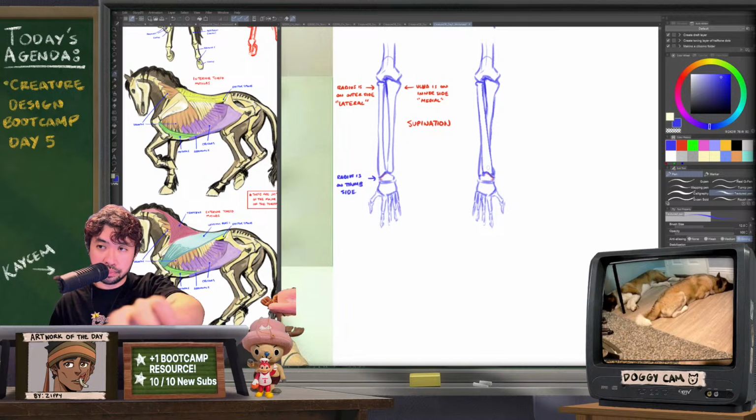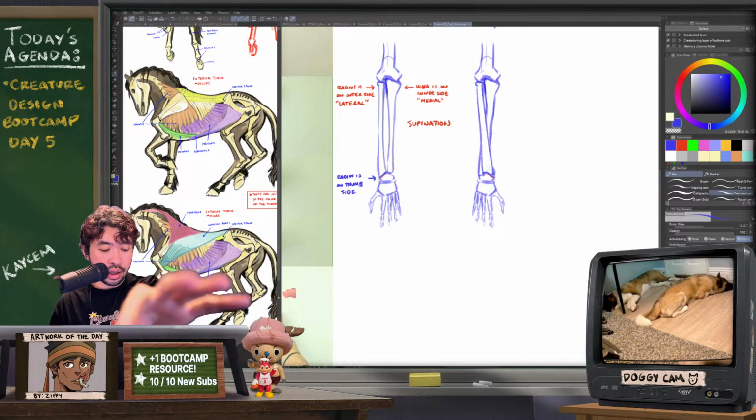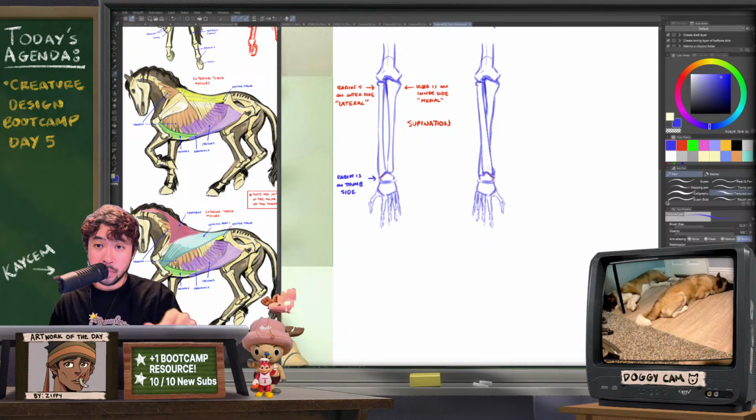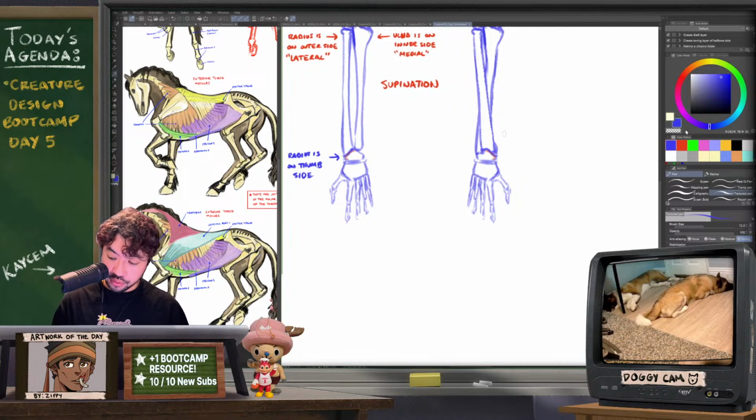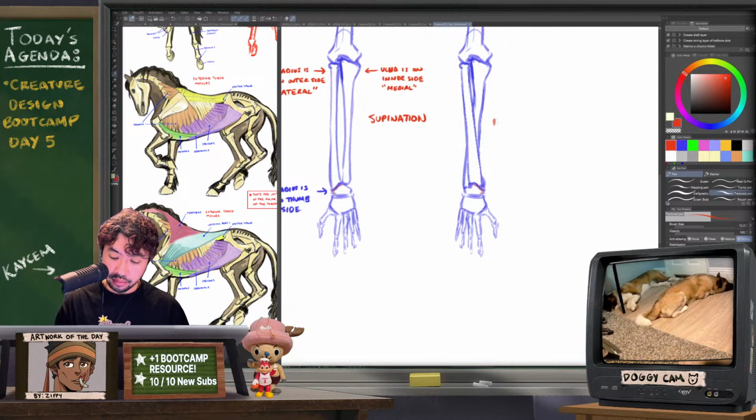Does that make sense, chat? So you're rotating it like so, right? And this one has its own term as well. This is called pronation, okay?